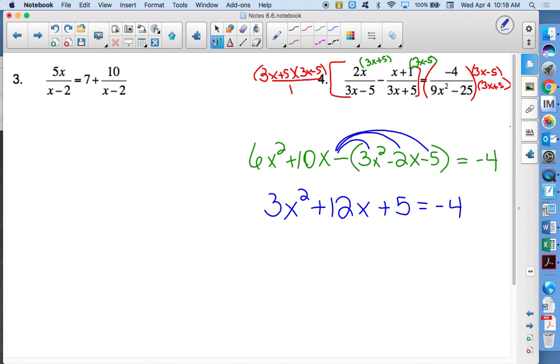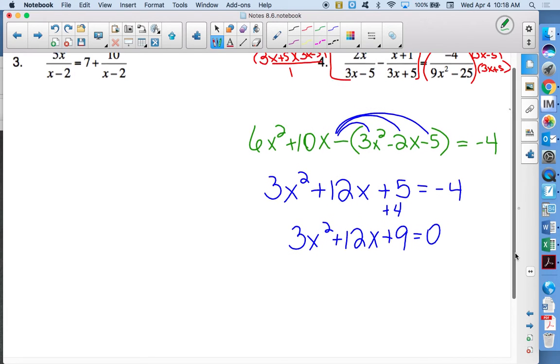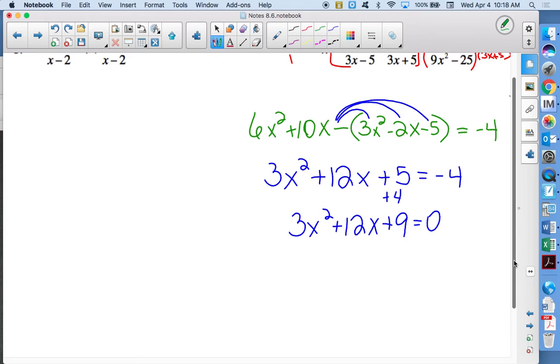So when you take the negative 4 over and you add it, you should have 3x squared plus 12x plus 9. And if you didn't get that, it probably has something to do with that negative sign getting distributed through all of it. Questions?